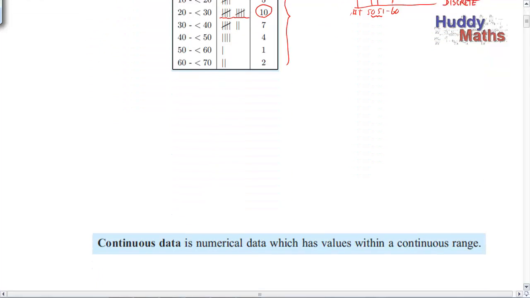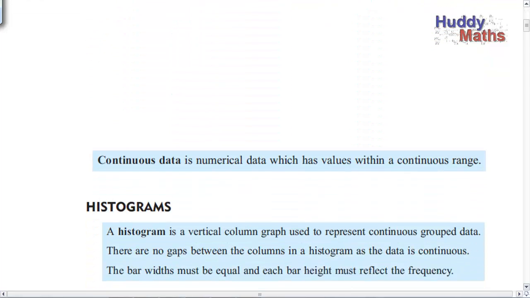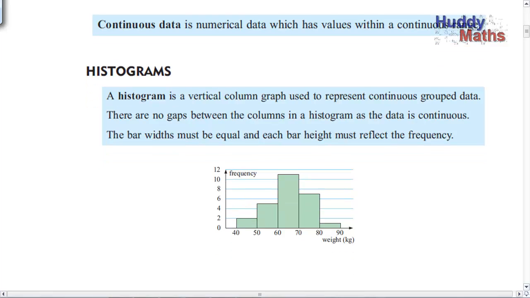Let's have a look and see some of the things that we want to look at. So here we are. Continuous data is numerical data which has values within a continuous range. Any value is possible between integral values, we're saying here. It's continuous, no breaks. Okay, histograms. What's a histogram? You've seen that before, and we just had it back on the first screen there. Things like weights. You can possibly get weights in between any value, not just 60 kilograms, 70 kilograms, but 69.9, or if you're accurate enough, 69.999, etc.